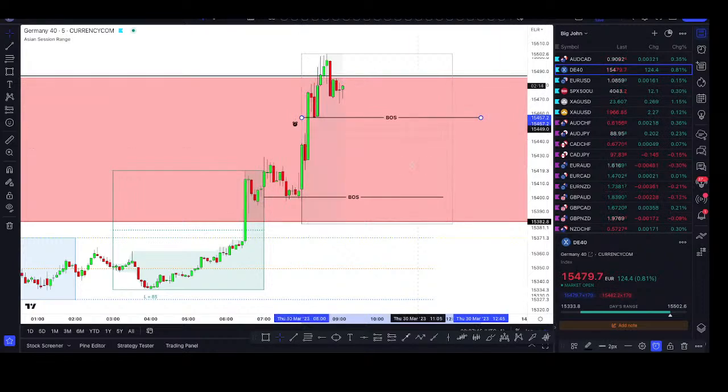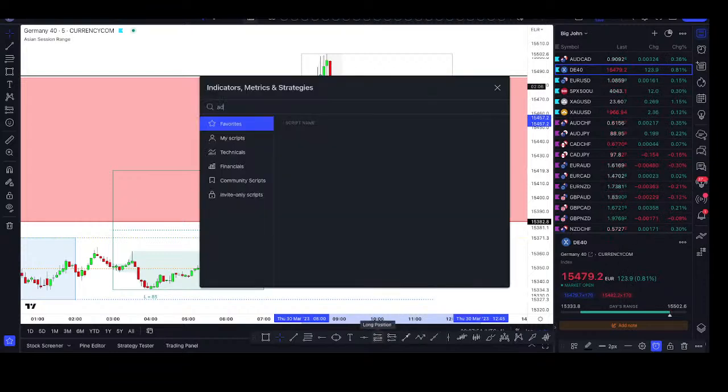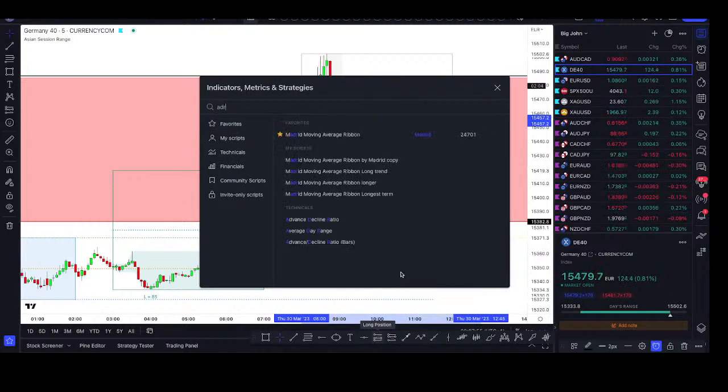So it'll give me an alert for this trade. I'm looking at the 5-minute break of structure, and then I use the ADR tool, and this is what Neo uses as well.